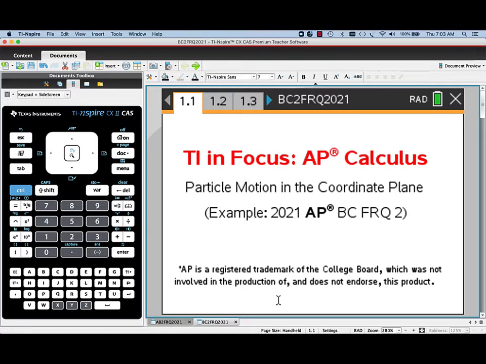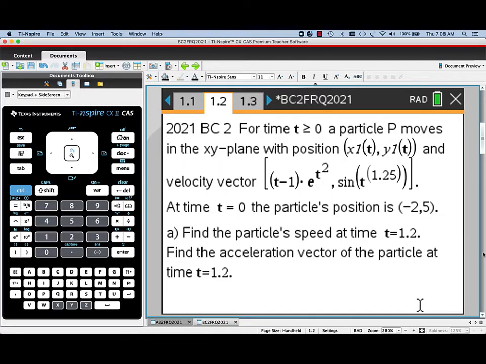Here we're going to use the TI-Nspire to explore particle motion in the coordinate plane. That's a BC topic, and we'll draw for illustration the example of free response question 2 from the 2021 AP BC exam. Now in another video, Steve Kokoska goes into detail how to calculate answers to the various parts of this question using the TI-Nspire. In this video, we're going to be using the TI-Nspire for a special visualization of the acceleration and velocity components.